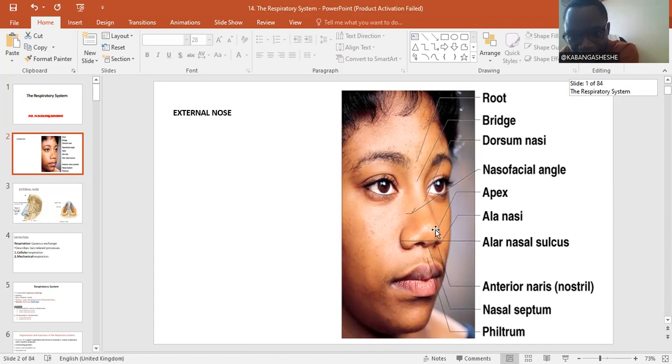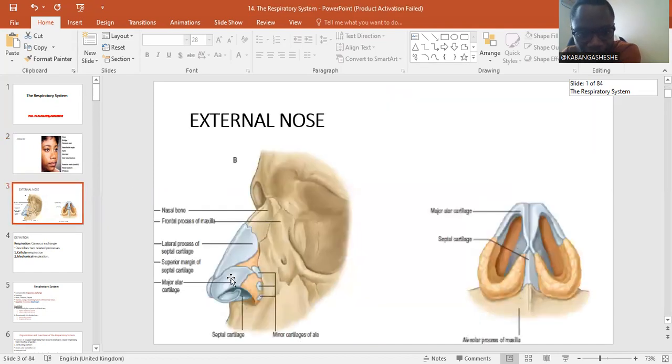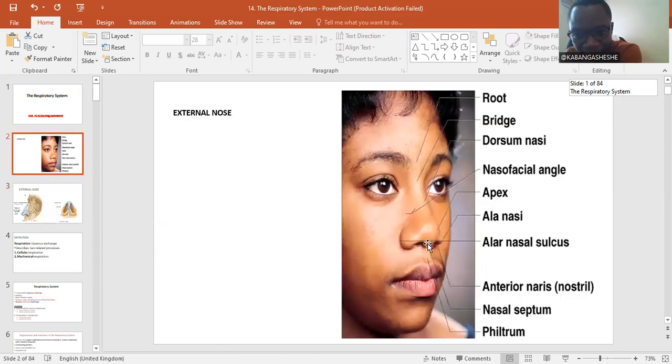Then we have the nasal septum here. Anteriorly, it is cartilage. Posteriorly is bone. Then this is covered in soft tissue, that is skin and some muscles. So that is the septum here. Then beside the septum are the nostrils, or what we call the nares if it's plural, or naris if it's one. So that is the right naris. This is the left naris.